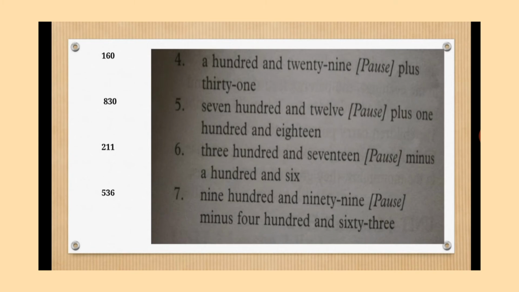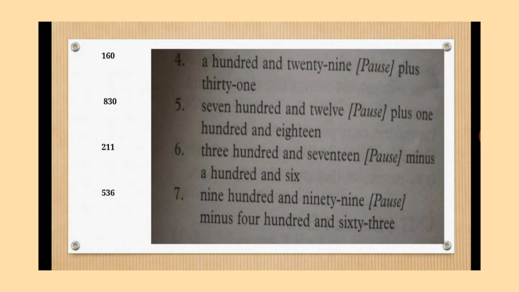Students, open at page number 112. What you have to do is here write the sums which are available at page number 112. Then do the sums and say the answer aloud. As the first one, 129 plus 31. Calculate it. Hurry up. 129 plus 31. So it would be 160.